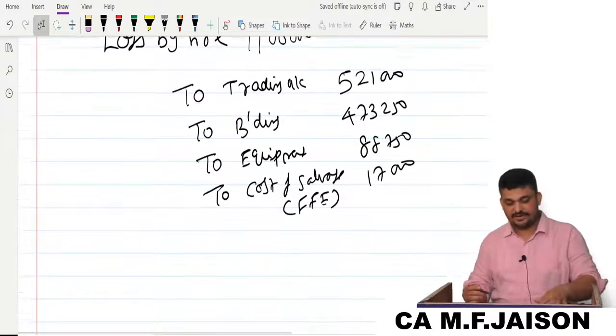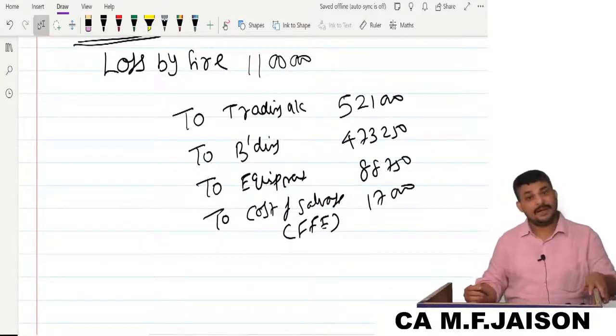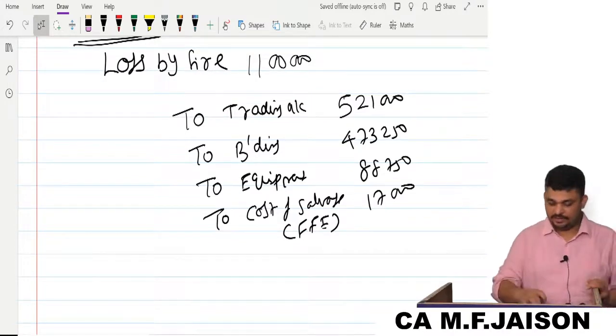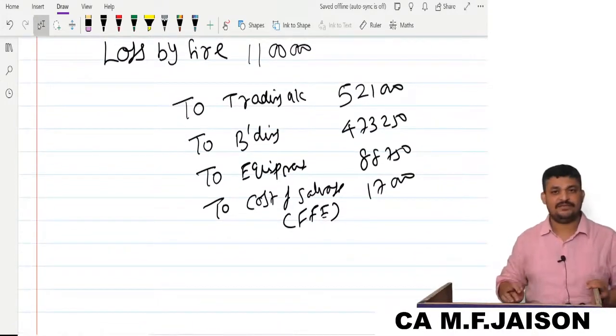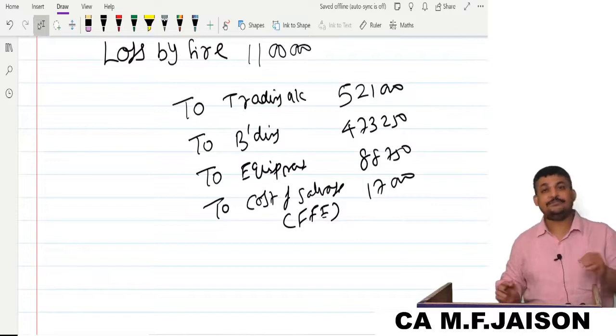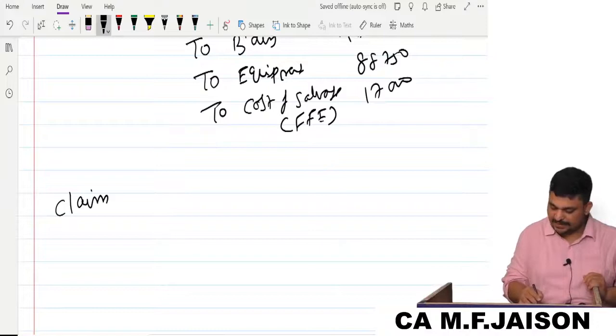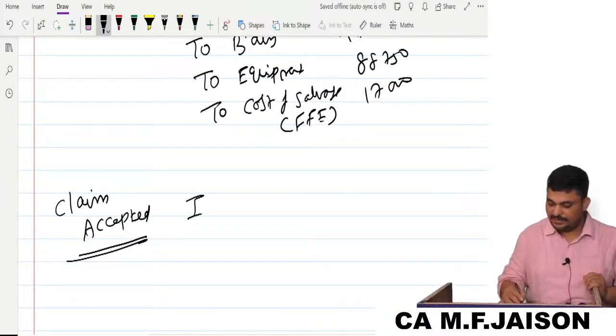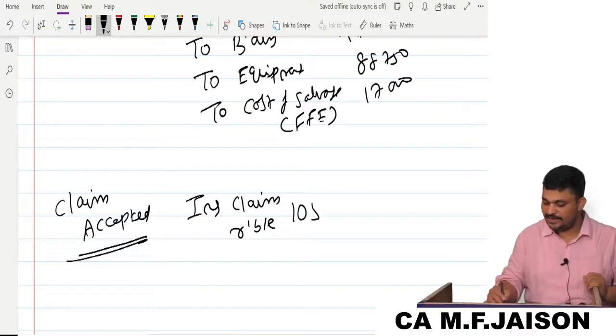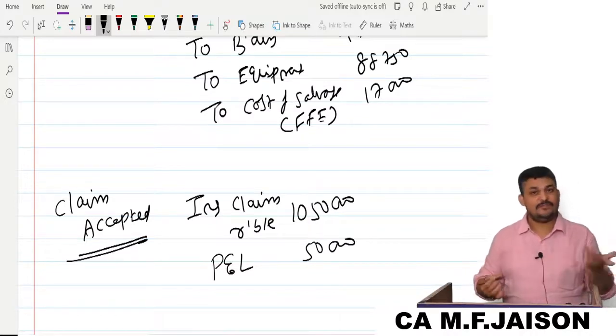Now listen carefully, my dear friends. Insurance company paid, settled this amount. So this is the total loss by fire. The insurance company admitted the claim first of all. First claim accepted and settled. Claim accepted, insurance claim receivable. How much? 10,50,000. Profit and loss 50,000. We have to bear 50,000 because that's a loss.